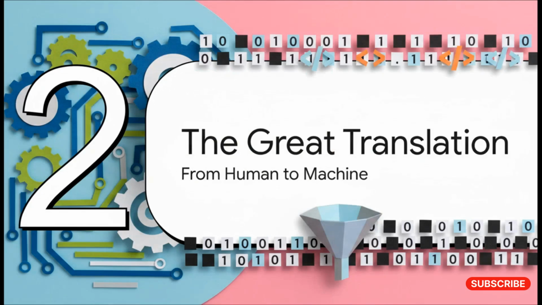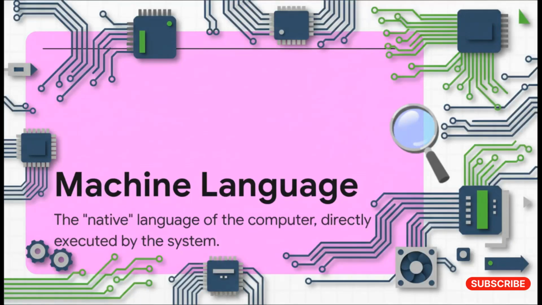This brings us to the really crucial part of this whole journey, the Great Translation. We need a way to take our human-friendly ideas and convert them into the computer's native language. This is what a computer actually gets. It's called machine language or machine code, and it's not made of words at all. It's just a long stream of numbers that corresponds directly to the physical operations the computer's hardware is built to do. This is as low level as it gets.